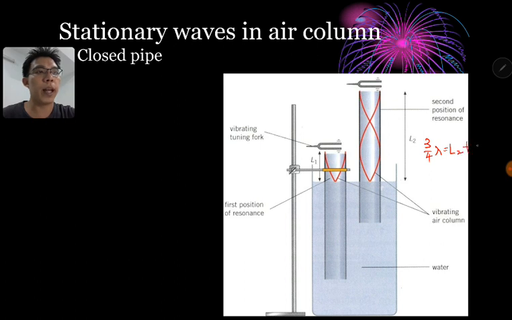So we add the end correction, e. Just now it was L1 plus an end correction, now it's L2 plus another end correction. Then from these two simultaneous equations, the speed of the wave that we get will be a bit more accurate. So I'll end this video and we'll look at the next one in the next video.